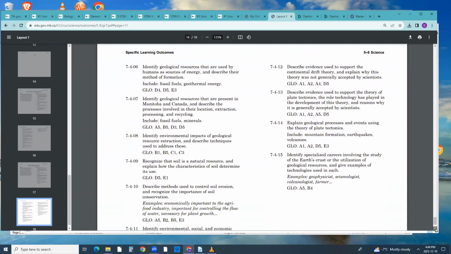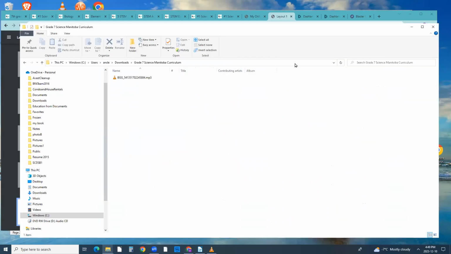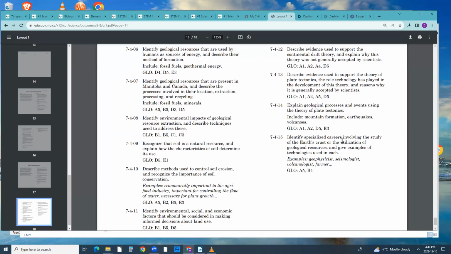Specific learning outcomes 5 to 8 science. Identify geological resources that are used by humans as sources of energy, and describe their method of formation. Include fossil fuels, geothermal energy. Identify geological resources that are present in Manitoba and Canada, and describe the processes involved in their location, extraction, processing, and recycling. Include fossil fuels, minerals. Identify environmental impacts of geological resource extraction, and describe techniques used to address these.